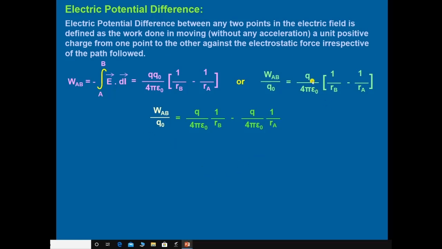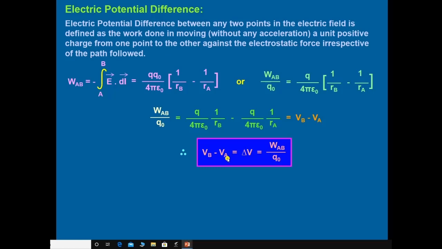Then multiply Q upon 4 pi epsilon naught with the 1 upon RB and with the 1 upon RA. Then the equation becomes WAB upon Q naught equal to Q divided by 4 pi epsilon naught times 1 upon RB minus Q upon 4 pi epsilon naught multiplied by 1 upon RA. This will be the potential at point B and this will be the potential at point A. So this potential difference becomes the difference of the potential at B and potential at A.